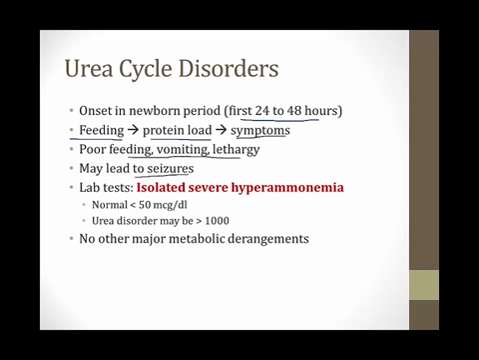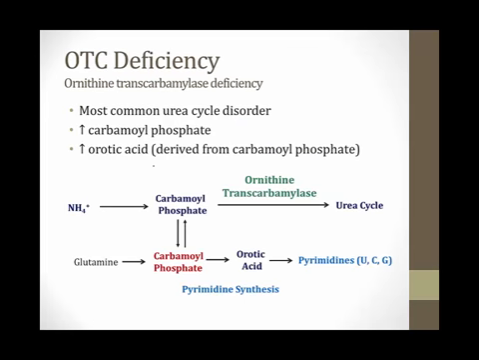You can see seizures, but the key finding is on blood work. In babies with a urea cycle disorder, you will see an isolated severe hyperammonemia. So a normal ammonia level is less than 50. In a urea cycle disorder, it can be greater than 1,000. And the elevated ammonia level is isolated, meaning there are no other major metabolic derangements like the ones we have discussed in other disorders. The most common urea cycle disorder is an OTC deficiency.